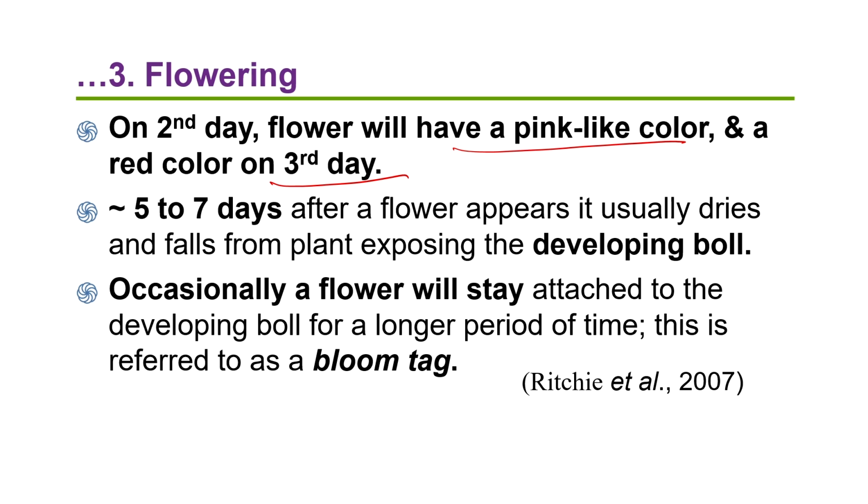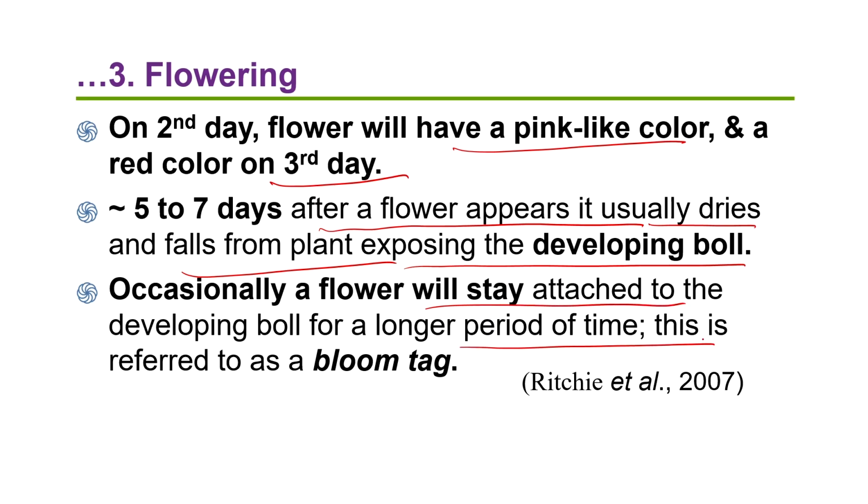Approximately 5 to 7 days after a flower appears, it usually dries and falls from the plant, exposing the developing ball. Occasionally a flower will stay attached to the developing ball for a longer period of time. This is referred to as bloom tag, B-L-O-O-M, bloom tag, T-A-G, tag.